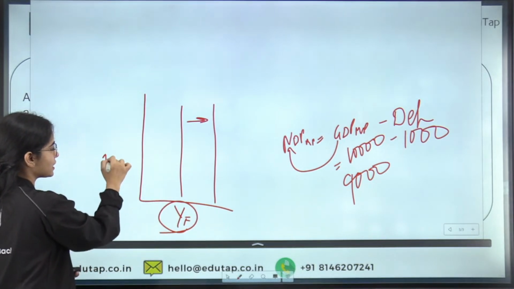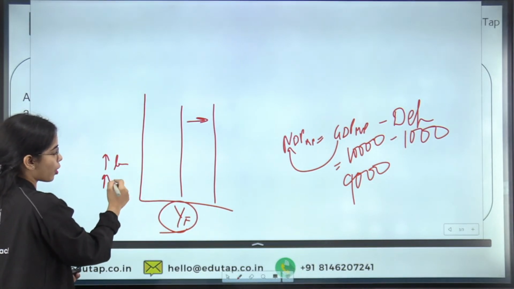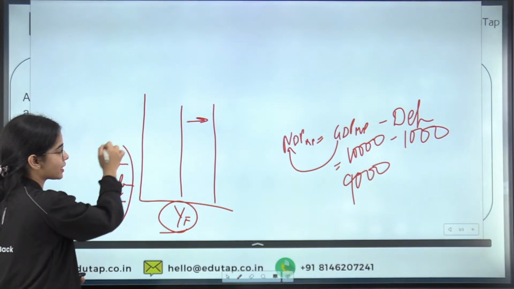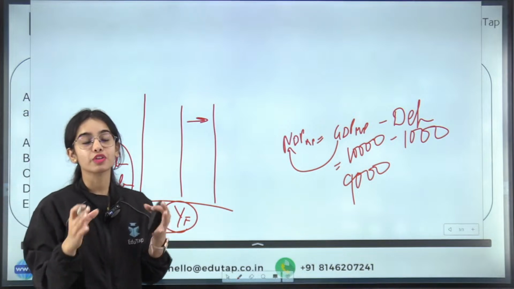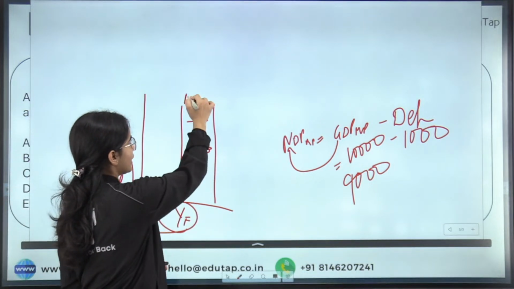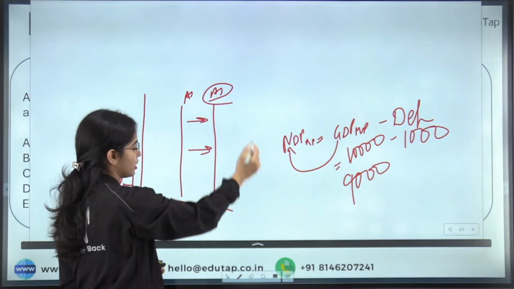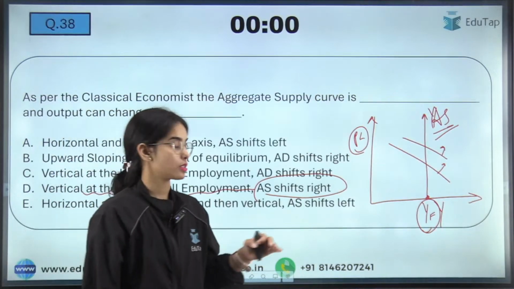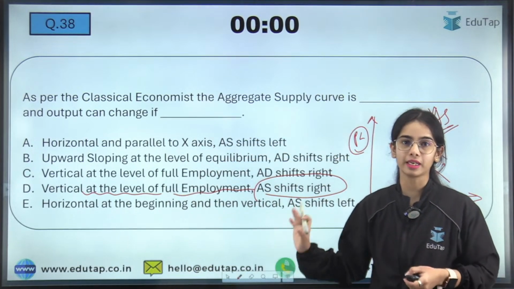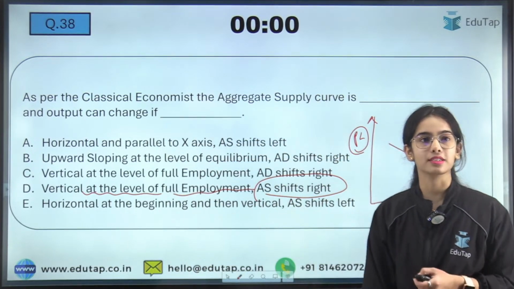If there is an increase in the land, or an increase in the population so labor has increased, or capital has increased, or entrepreneurship has increased, when the real factors of production are changing, then aggregate supply can increase. So aggregate supply will shift rightwards, and with that the output can change, not with the aggregate demand. So here D was the right answer.